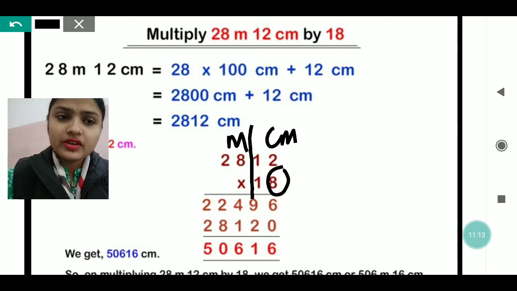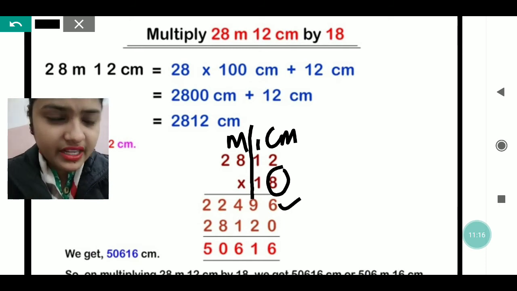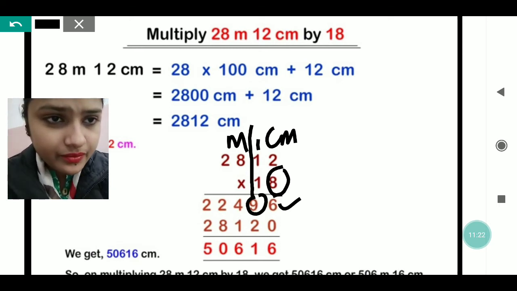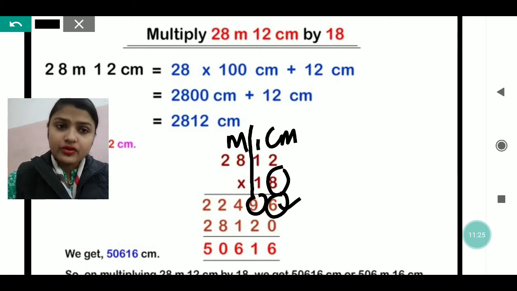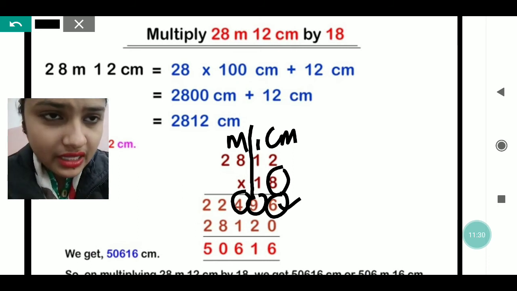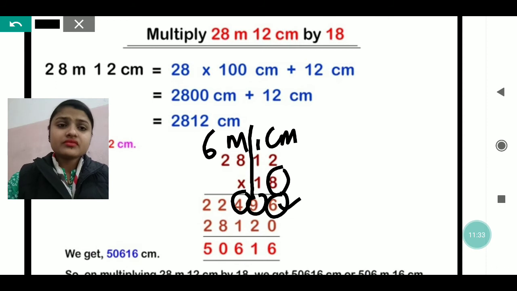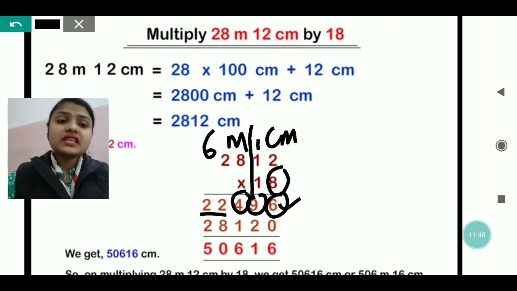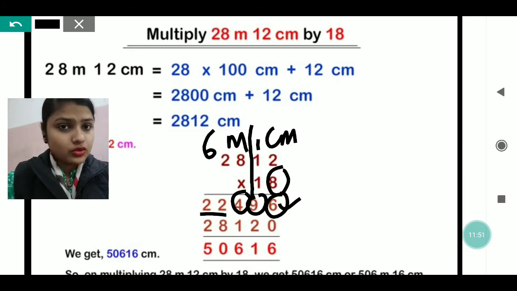8 into 2 you will do, you will get 16. So 6 is written down and 1 we will write up. 8 into 1 is 8, plus 1 is 9, which is written here. After that 8 into 8 you will do, you will get 64. So 4 we will write down and 6 we will carry. After that again we multiply 8 into 2, so 2 8s are again 16. Then you will add this: 16 plus 6 is 22. So the first answer, by multiplying 2812 by 8, we have got 22496.